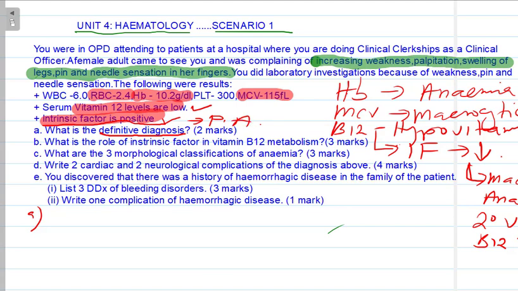Okay, so pernicious anemia is the most common cause of vitamin B12 deficiency, which causes the what? The disorder, the defective intrinsic factor production, because it attacks the what? The parietal cells. So the definitive diagnosis here is pernicious anemia.